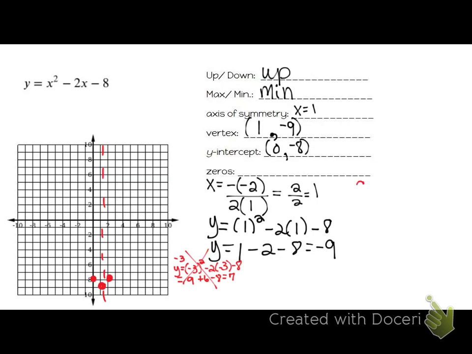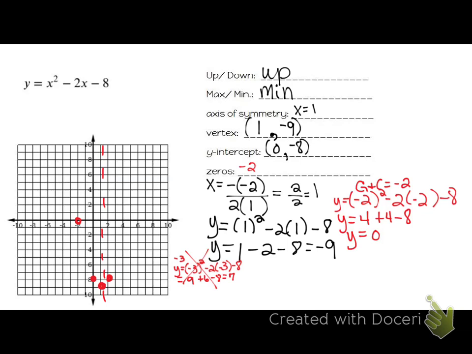Okay, so I'm going to do a guess and check. x equals -2. All right, -2 squared. Oh, look what we found here. Did my y equal 0? Yes. Yeah, so my first zero is going to be -2. So if my first zero is -2, what's my second zero going to be? 4.